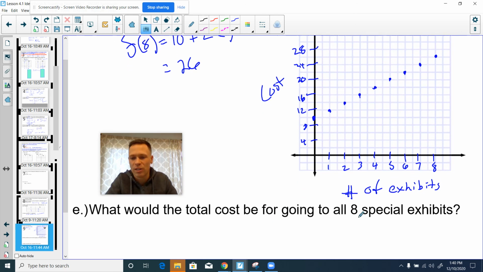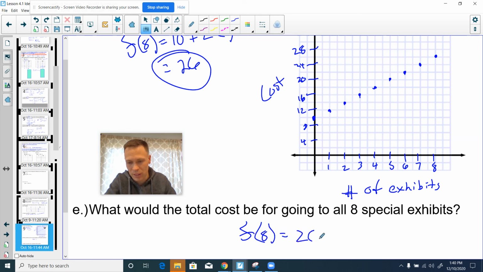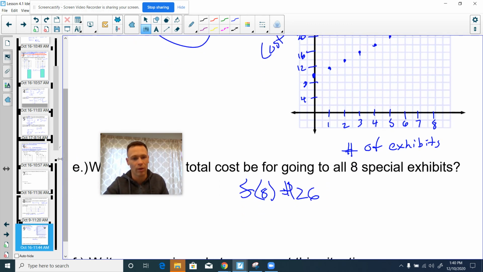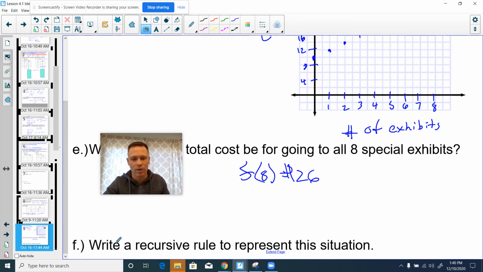All right. So what would be the total cost of seeing 8 exhibits? We already did that to find our scale. So we'd say that f of 8, not f of x, that's a habit, f of 8 is equal to $26, right? So 8 exhibits would cost $26. Then it says write a recursive rule to represent the situation. I talked about how we're not going to be doing the recursive rule, so don't worry about that.